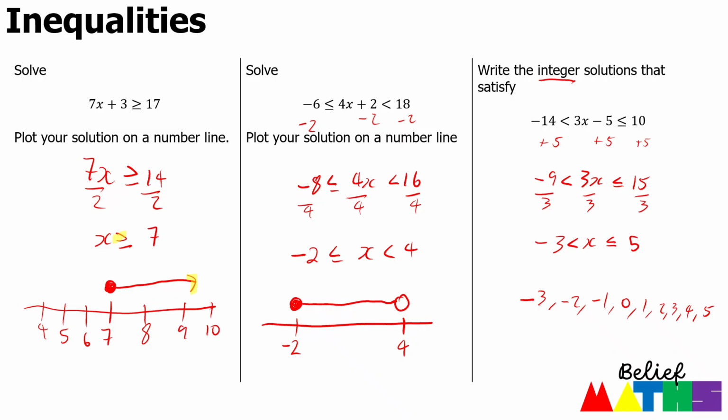And then I just need to check my end values. This does not equal negative 3. There's no equals underneath that inequality, so we're not going to have that one. But this one does equal 5, so we're going to include the 5. So our final list then is minus 2, minus 1, 0, 1, 2, 3, 4, and 5 for the integer solutions for that.